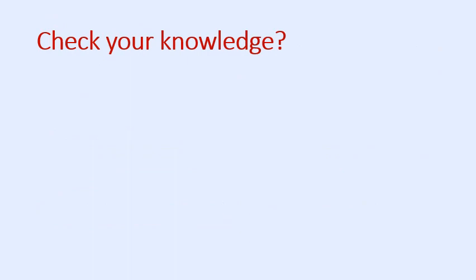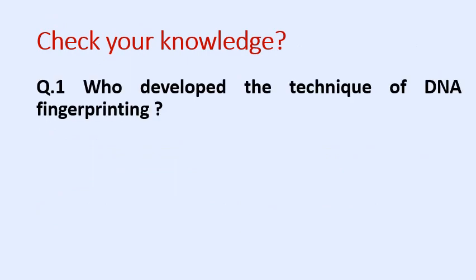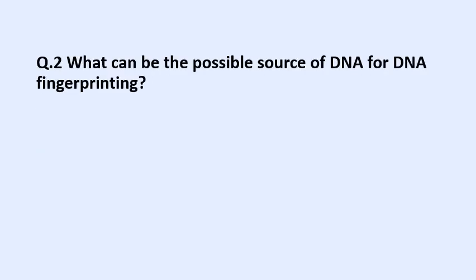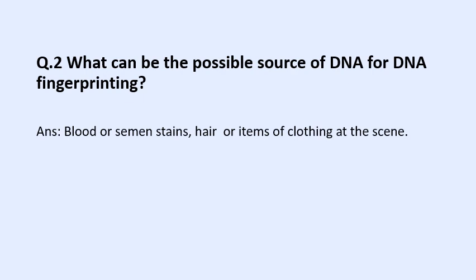Now time to check your knowledge. Who developed the technique of DNA fingerprinting? Yes, correct. It is Alec Jeffreys, a British scientist. What can be the possible source of DNA for DNA fingerprinting? Yes, correct. It is blood or semen stain or hair or items of clothing at the crime scene.